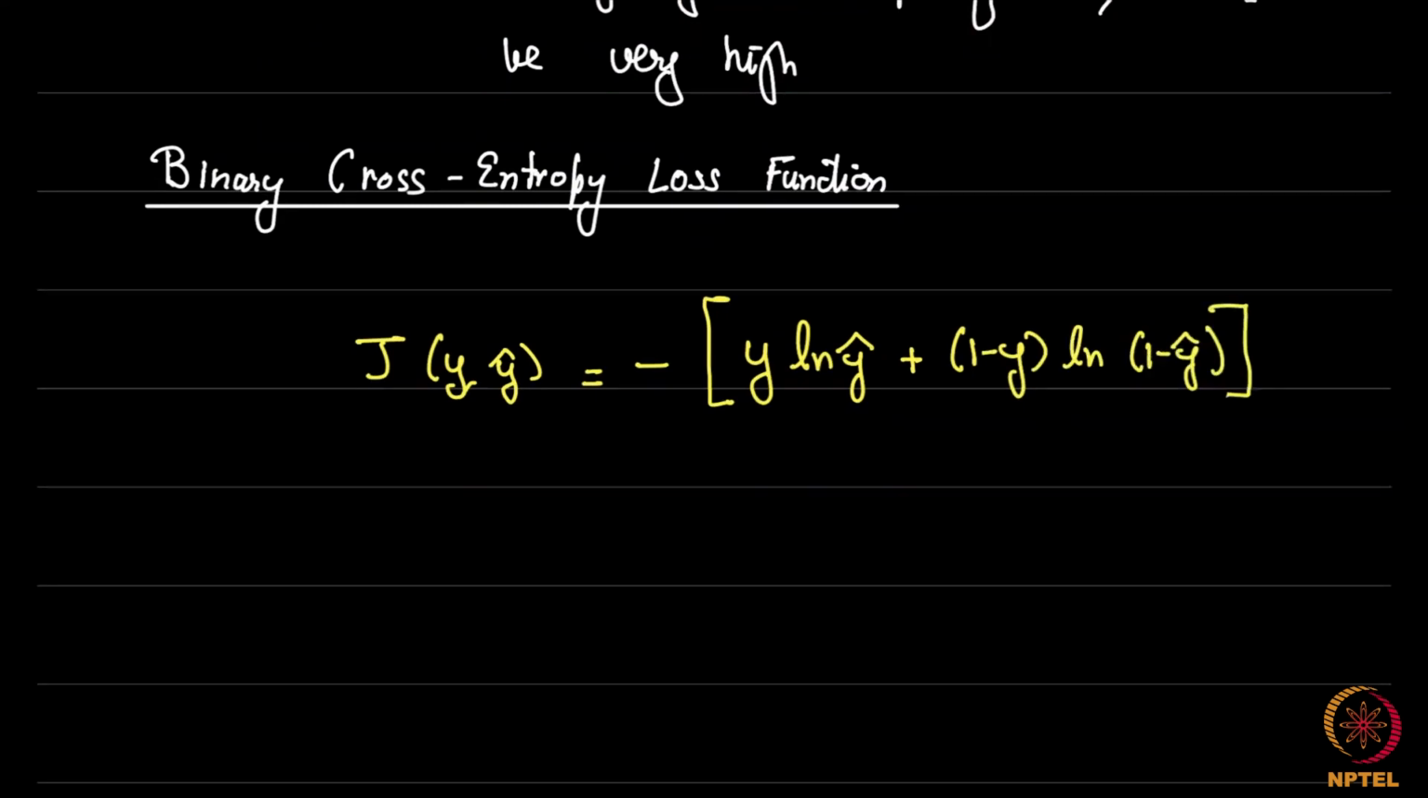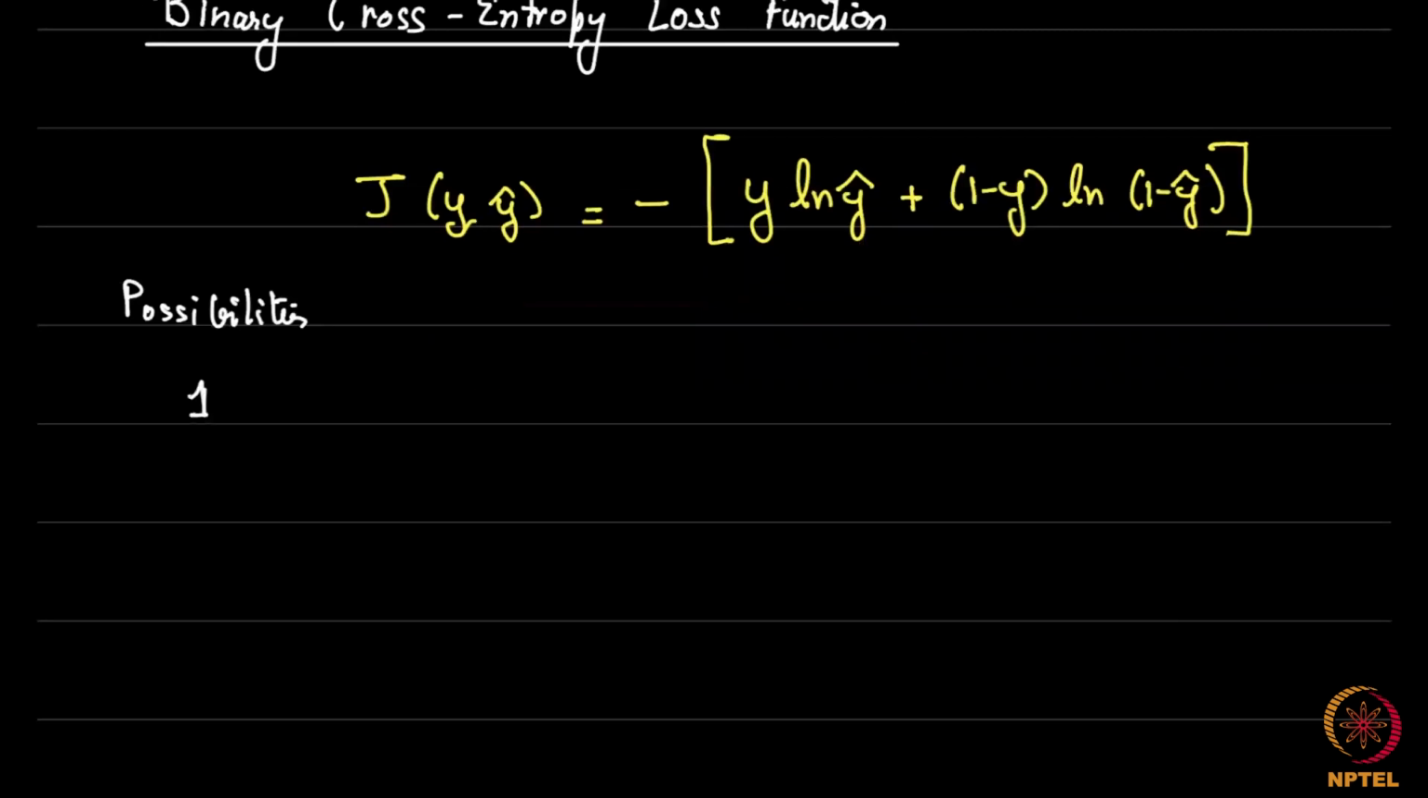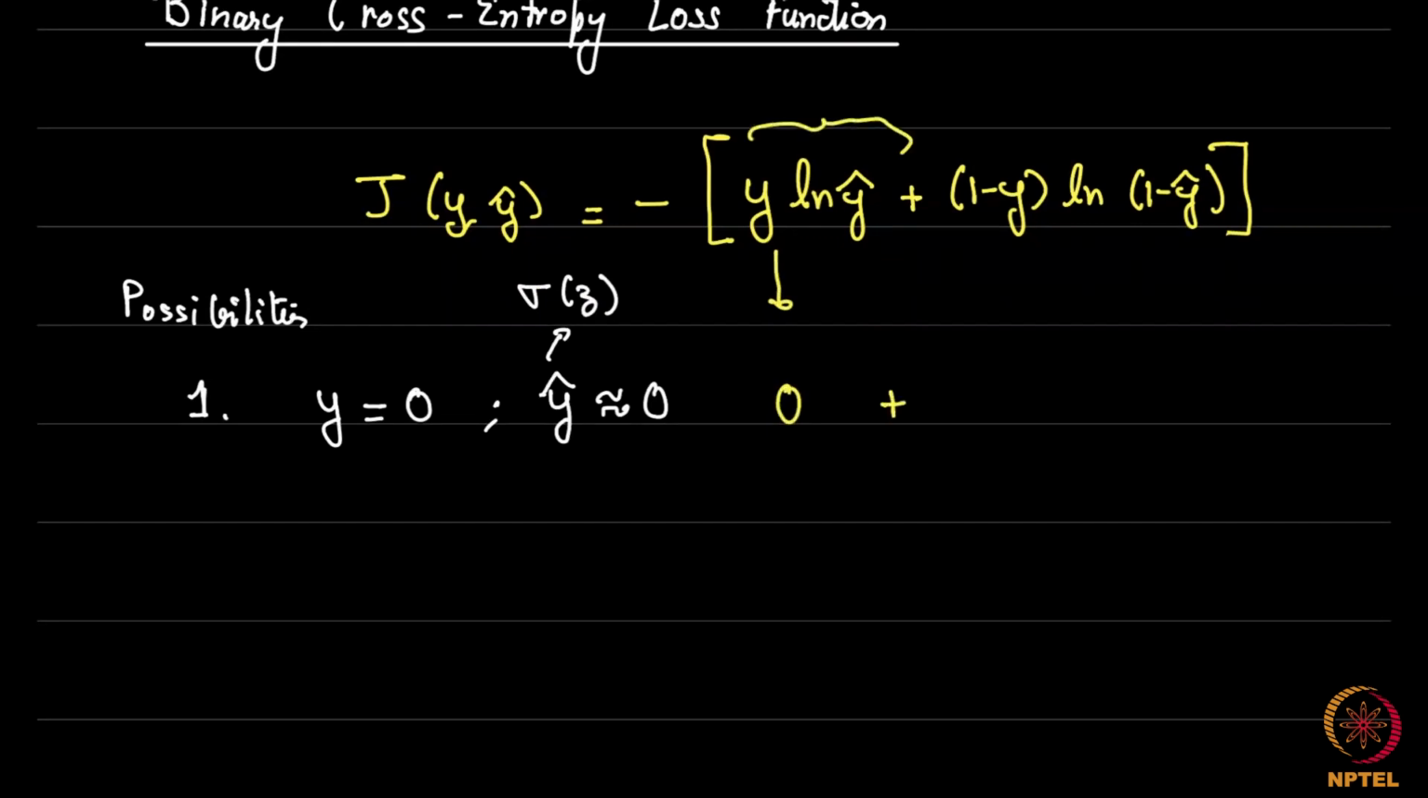Okay, so let's look at this expression in slightly more detail. What we do is think about what each of these terms can be. So here are the possibilities. Possibility one is that the ground truth y is zero and y hat is approximately zero. Remember, y hat is sigmoid of z. It can never exactly be zero. It can only be approximately zero because you have 1 by 1 plus e power minus z. Let's look at what happens in this case. y is zero, so the first term is zero. Let's call this J1.